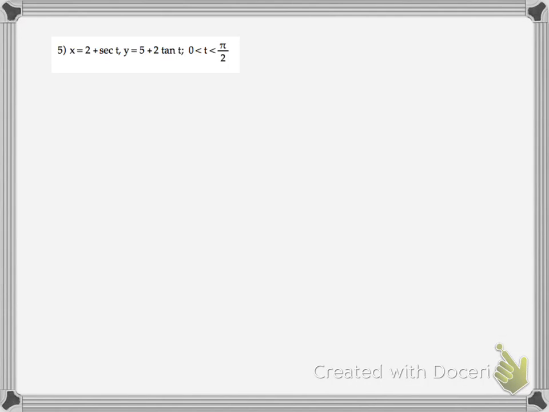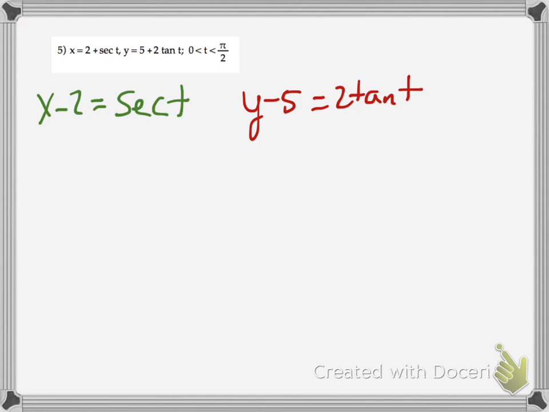Okay, again, we're eliminating parameters, which of course we did the first day when we were graphing. You're just trying to get rid of the t's, trying to get rid of the trig functions if there are any, and just write something in terms of x and y. So first thing I'm going to do is subtract 2. So x minus 2 equals secant t. And then the second one, I am going to subtract 5, y minus 5 equals 2 tangent t, and of course I want to divide both sides by 2, so y minus 5 over 2 equals the tangent of t.